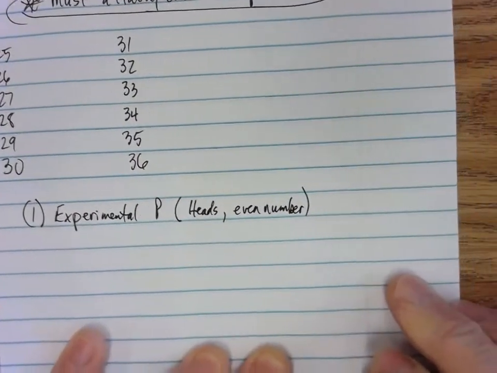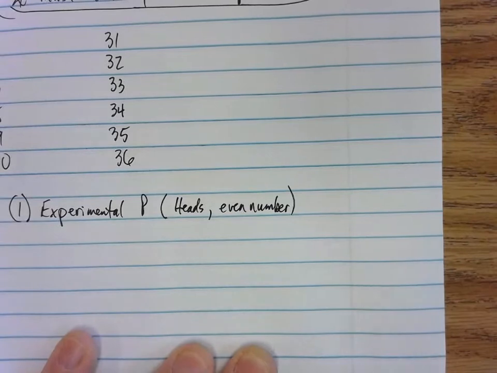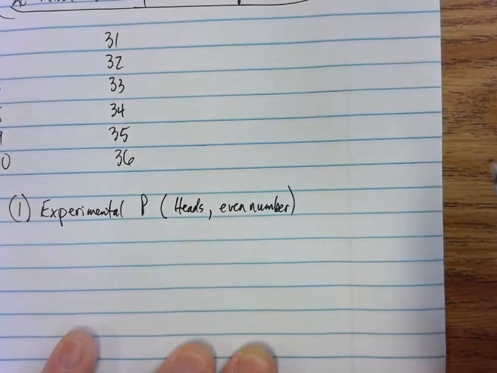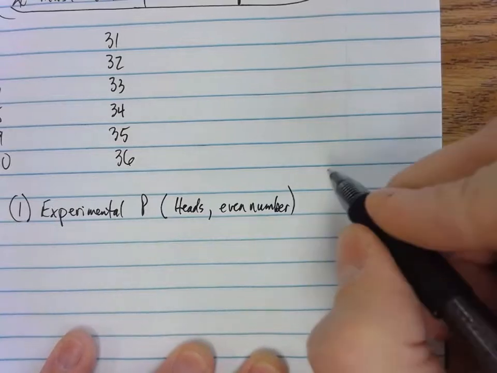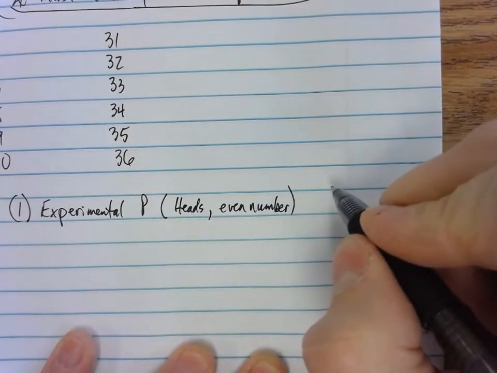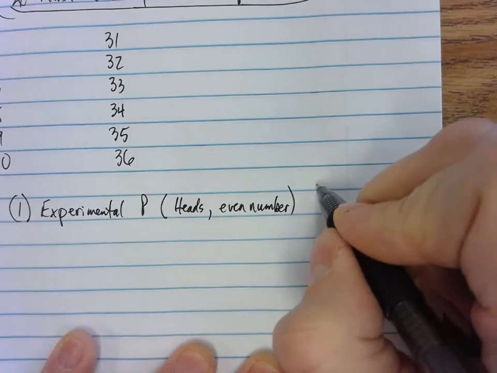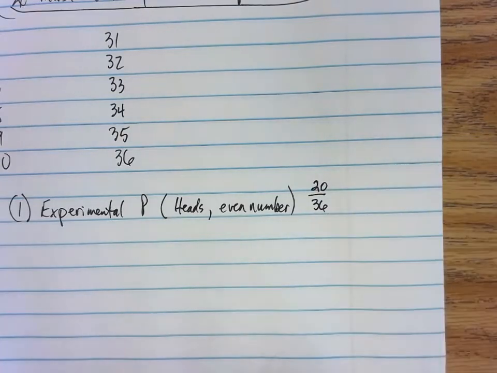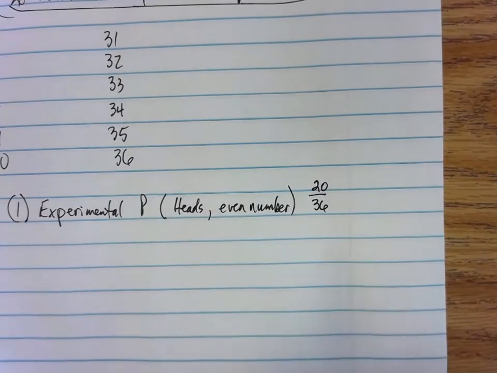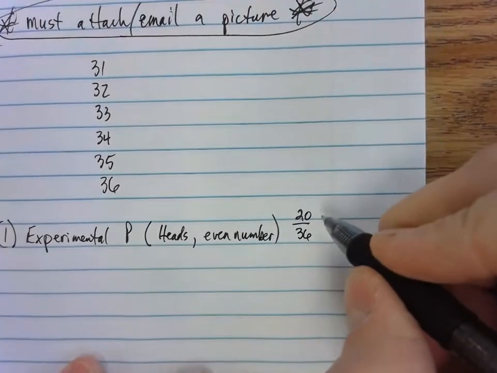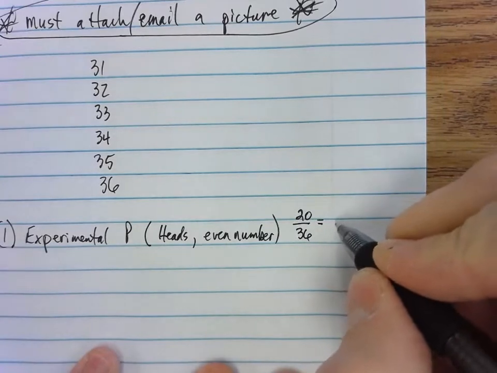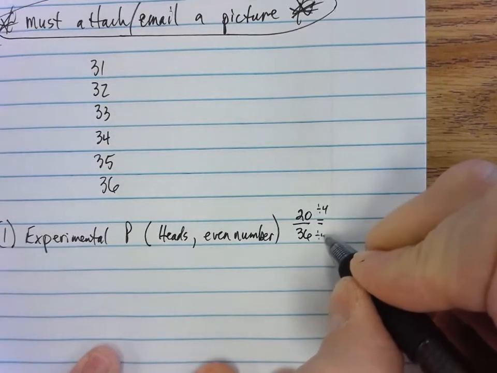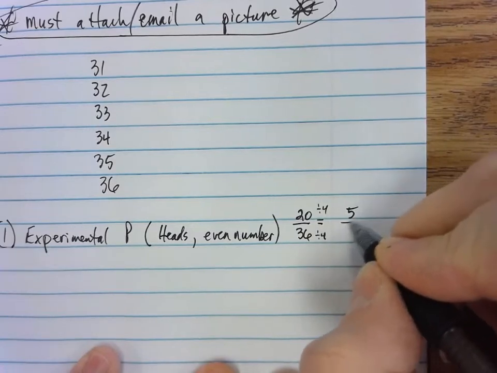Now, when you do that, let's say, and I'm just making this up, out of your 36 times, you got heads and an even number 20 times out of 36. Now remember, this is just an example. So 20 over 36, you need to simplify that down. I can divide both of those by 4 for sure, and that'll make that 5/9.